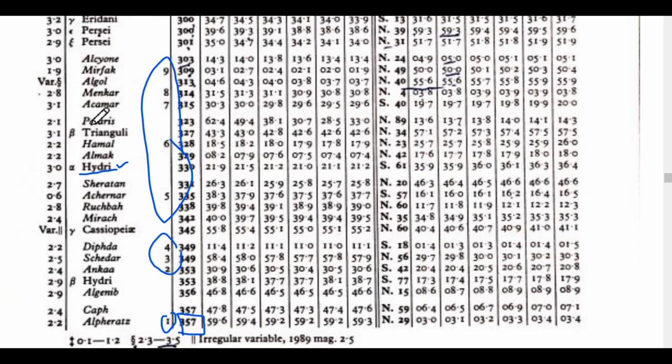Sir, what are these Alpha, Beta, Gamma? Okay, these are the names given to the stars, beta. Like you see, Alpha Hydri, this star is there. There could be another star, Beta Hydri. You see here.